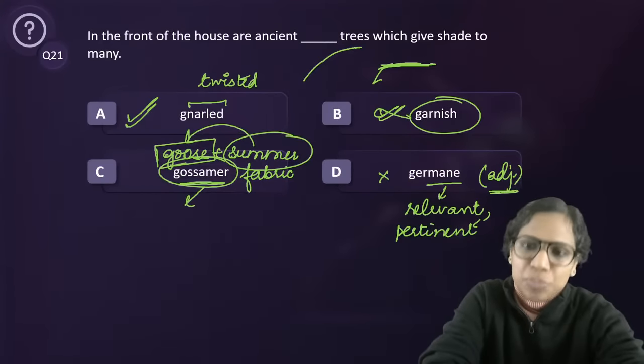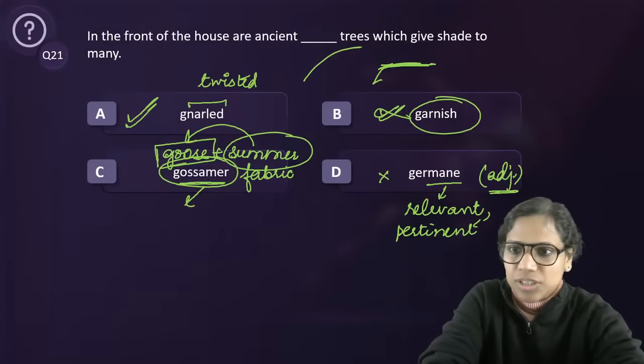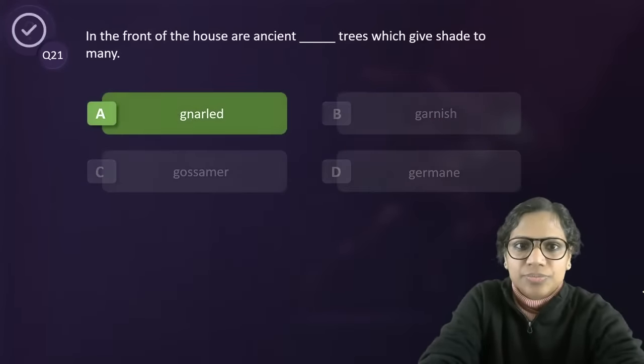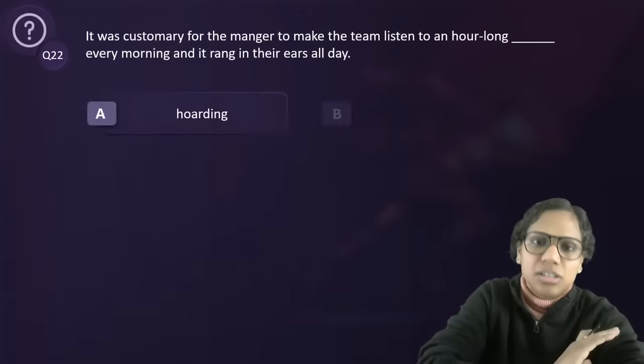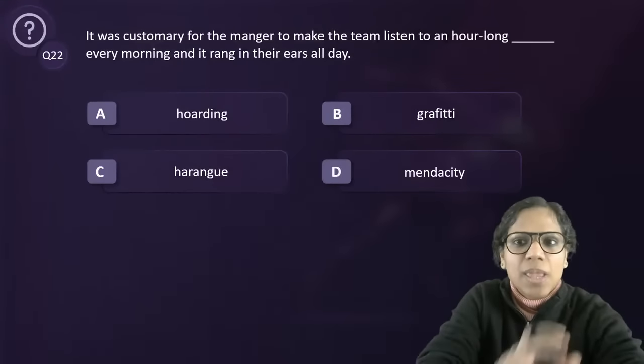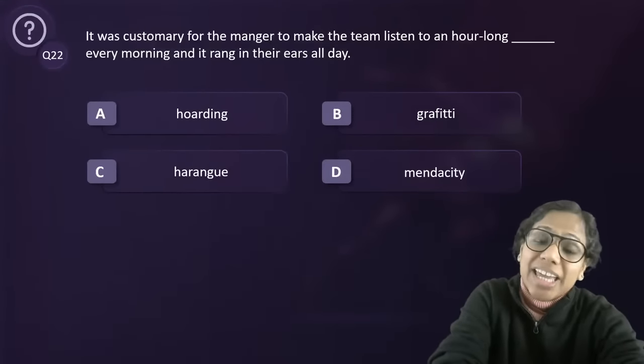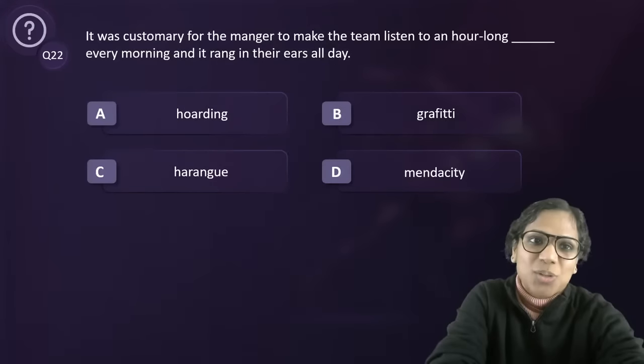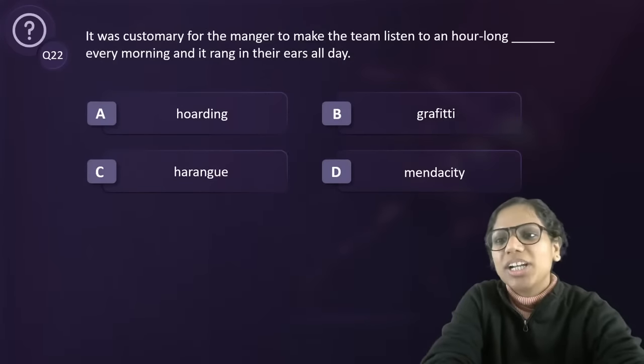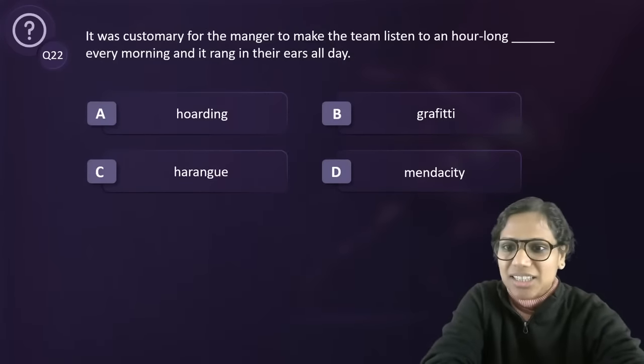Lumpy, yes. Lumpy is also a synonym of gnarled. Correct. The answer was gnarled here. Let's look at 22. Again, there are words here that we have done. Old and twisted. Correct, correct, Satyansh.